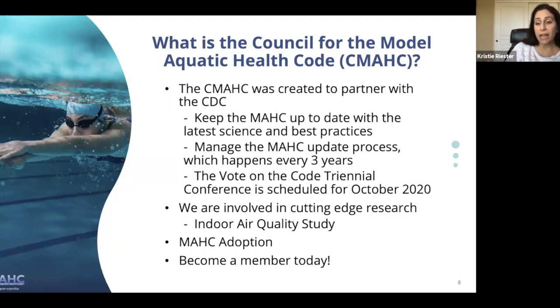We help manage the MAHC update process, which, as I mentioned, happens every 3 years. Our triennial vote on the code conference is scheduled for October. We're still trying to work out the final dates as we've changed it to a virtual conference this year. So we're hoping to have our information out at the beginning of July. Please be looking out for that.